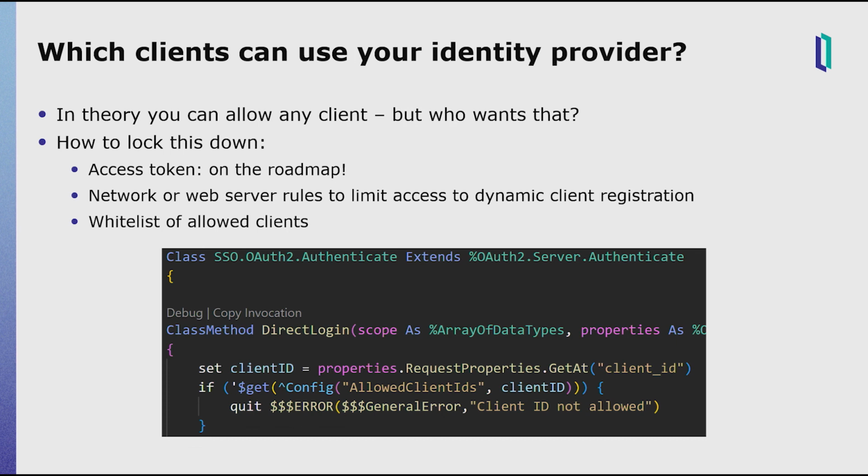In my authenticate class, when you log in, I check your client ID, and I check it against a list in a global. If you're not on the whitelist, I kick you to the curb, our bouncer kicks you out. In our case, we actually whitelist the redirect URI, and that's a kind of a more maintainable way to do it for us. But either way has the same effect pretty much.